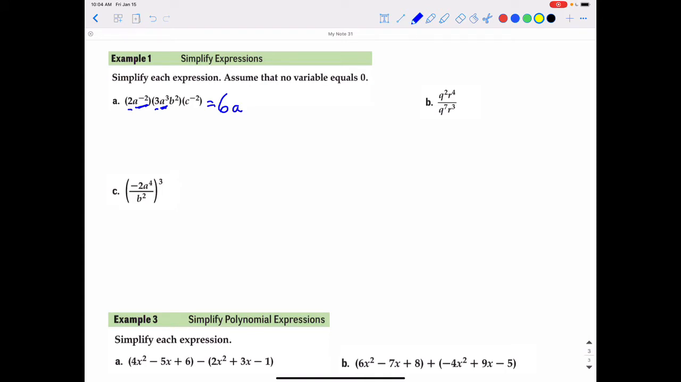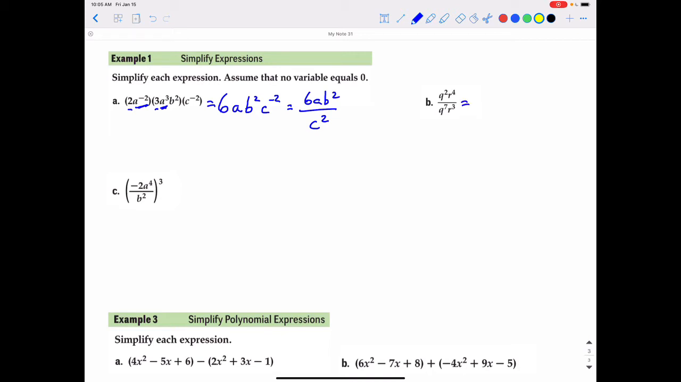And then I've got my b's. Well, there's only one b term in there, b to the second power, so I'll just bring it over. And the same with c's. There's only one c term in there, so that's c to the negative 2 power. But I got a problem here. My problem is I should not leave a negative exponent in my answer. So I'm going to move that c to the negative 2 power to the bottom of a fraction and make it positive. So that's the final answer, 6ab squared over c squared.